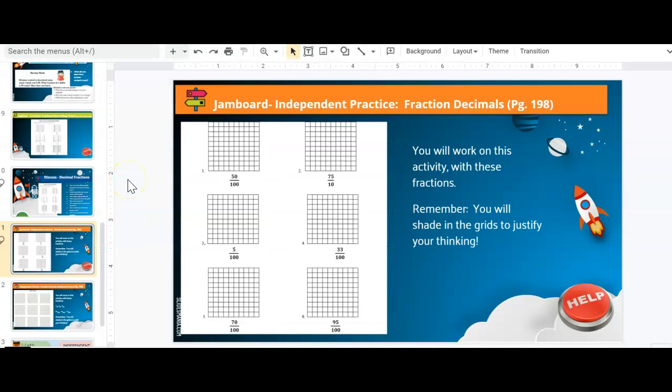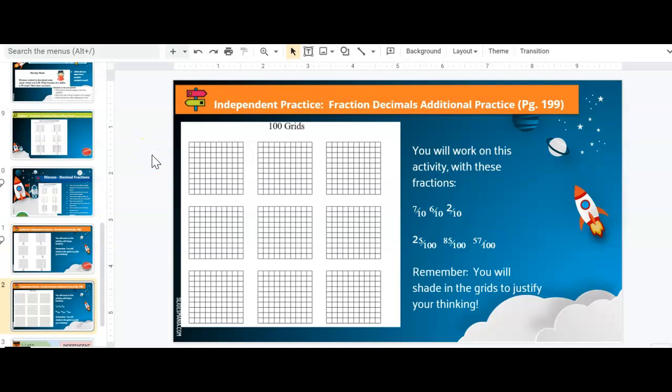All right, there's more practice here for you, and this one's also going to be on a Jamboard on page 198. So independent practice on a Jamboard or on page 198, and there are 6 problems on here, and I want you to shade those in. So if you're doing it in your binder on page 198, you have to take a picture of your work and insert it into the slides.